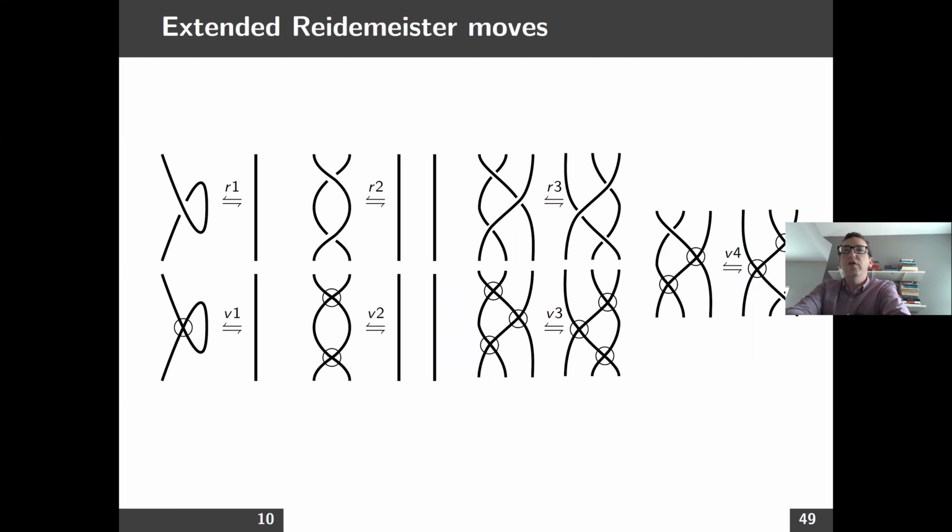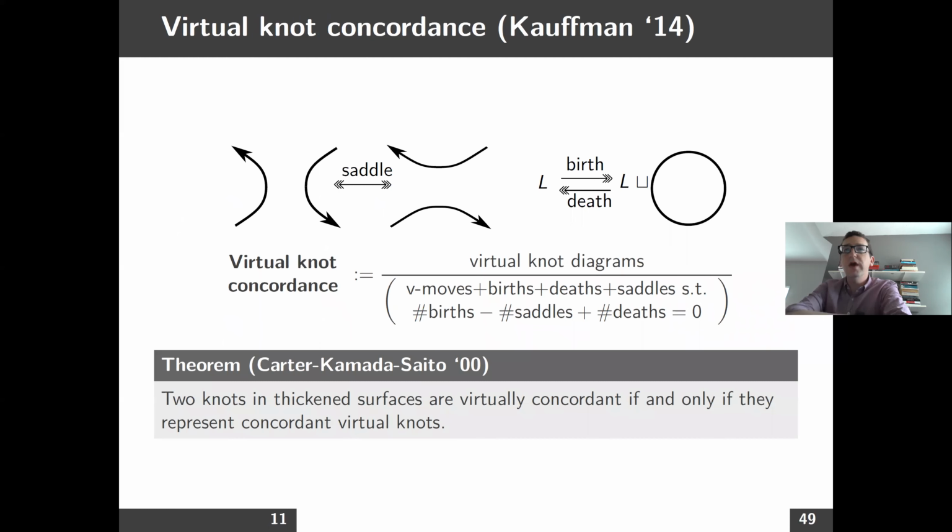Okay, so virtual knot diagrams are considered up to the extended Reidemeister moves, which were defined by Kauffman. We have the usual Reidemeister moves there on top. We have some additional moves there on the bottom telling you how the virtual crossings interact with each other. And then on the right-hand side we have the move indicating how the virtual crossings interact with the classical crossings. So it's like a virtual Reidemeister 3 move.